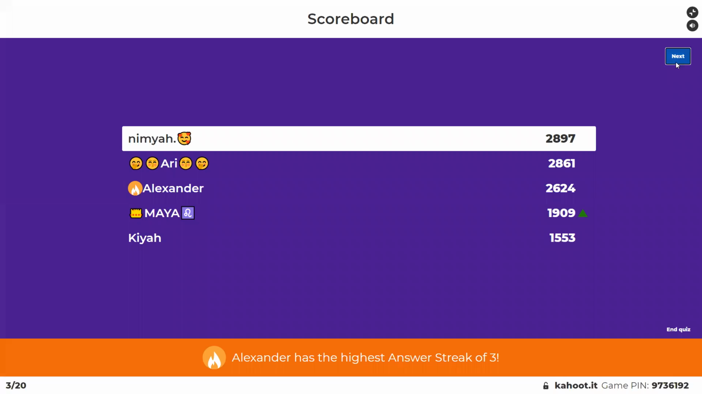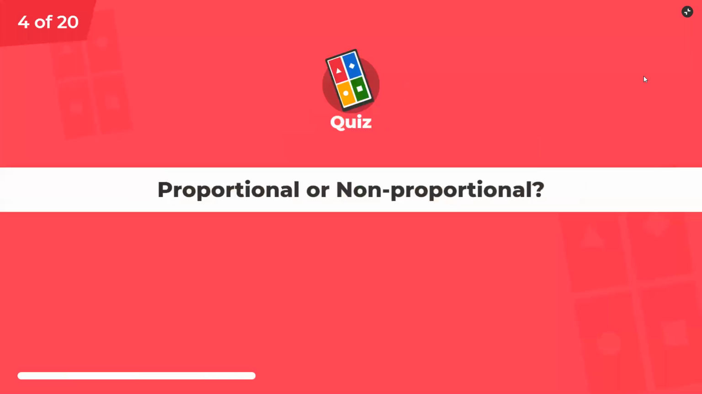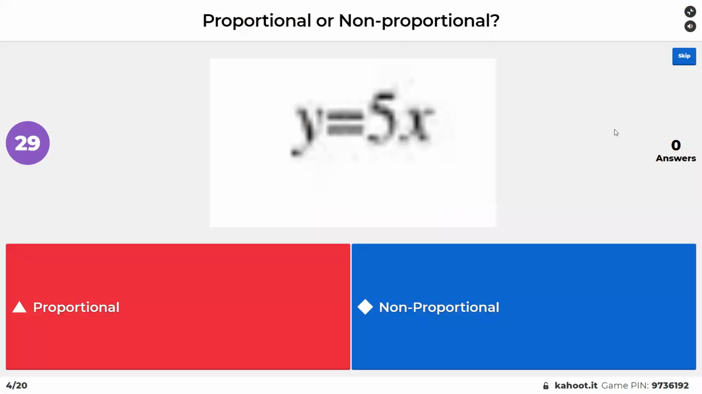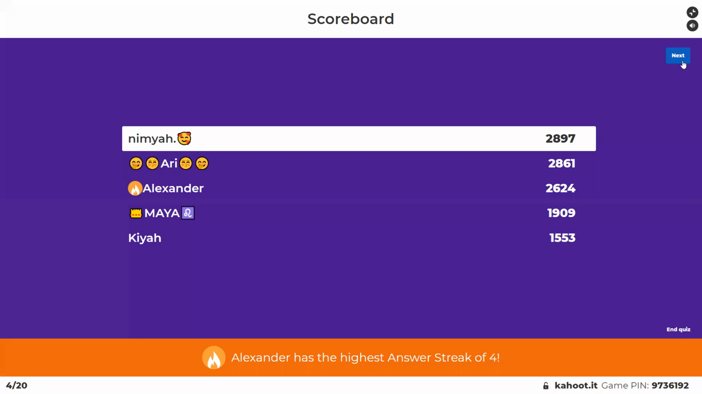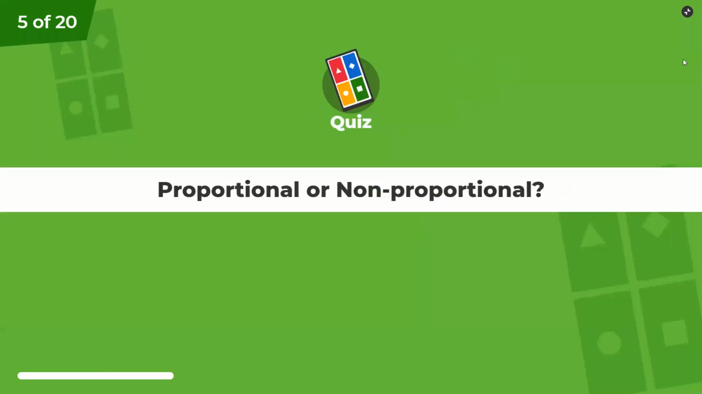All right. Proportional or non-proportional? Oh, that's really hard to read. It's y = 5x. Good, that's going to be proportional. Remember that y = kx format? That's going to be proportional. Nice, guys. All right, proportional or non-proportional?